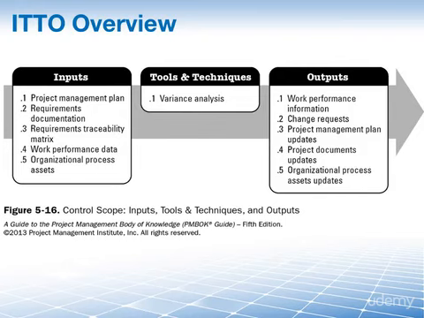As usual, let's first take a look at our ITTO overview for the control scope process. We have a total of 5 inputs, a single tool and technique, and then again 5 outputs. And just as we saw in the previous lesson, validate scope, a major focus here in control scope is change control. So this is part of or related to, it's a cousin of the integrated change control process.